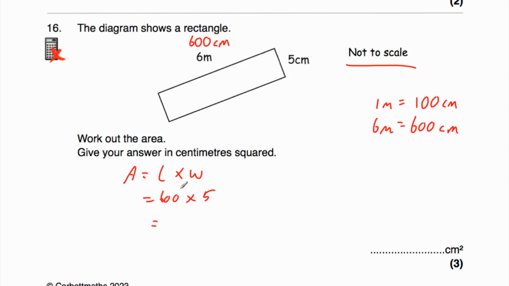600 times 5 is equal to, well, 6 times 5 is 30. Add our 2 zeros would be 3,000 centimeters squared. And that's it. So the area of this rectangle is 3,000 centimeters squared.